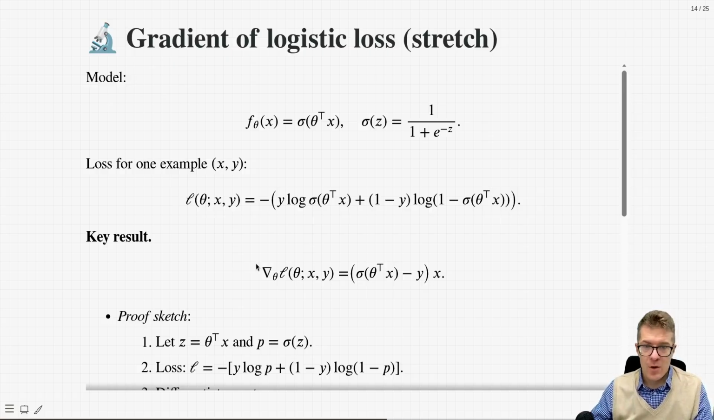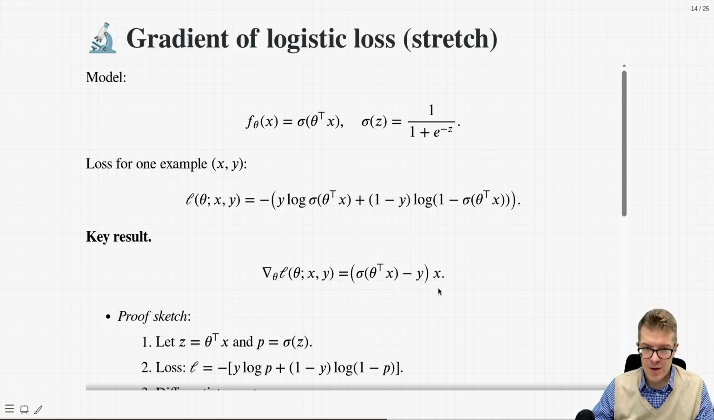So our key result, given our loss function and given the shape of our actual model, will be that the gradient with respect to the parameters of our loss function will be equal to just our output of the model from sigma minus y. That's our target, which in this case is binary, so it's either positive or negative. All of this times x, which is our input variables. Okay, so this is the key result.